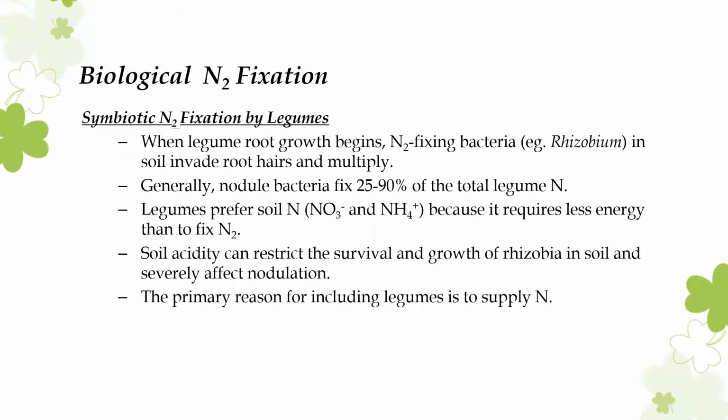The first one of the biological nitrogen fixation is the symbiotic nitrogen fixation by the legumes. When the legume root growth begins, the nitrogen-fixing bacteria, such as rhizobium, in soil invade the root hairs and then multiply. These nodule bacteria fix about 25 to 90% of the total legume nitrogen, and they prefer the soil nitrogen in the form of nitrate and ammonium because it requires less energy than to fix nitrogen. Soil acidity can restrict the survival and growth of these bacteria in the soil and severely affect the process of nodulation. The primary reason for including legumes is to supply nitrogen into the soil.